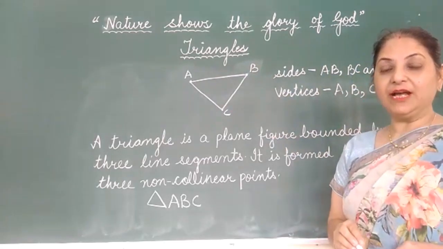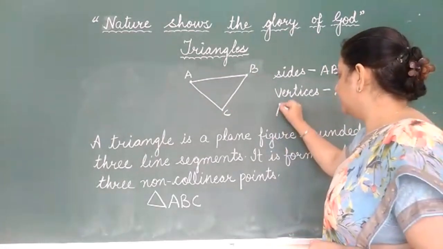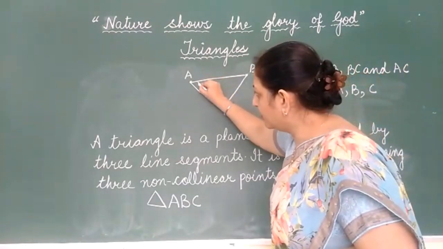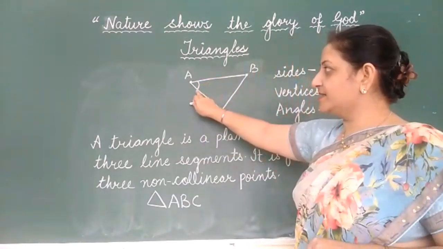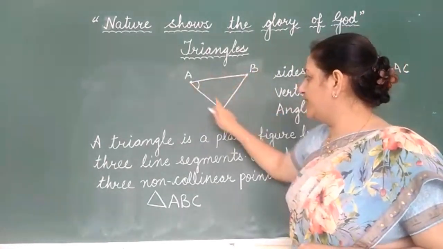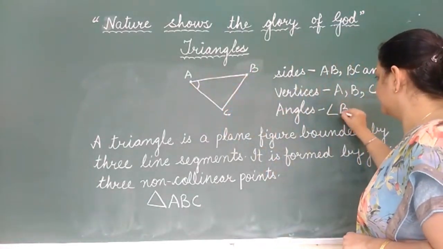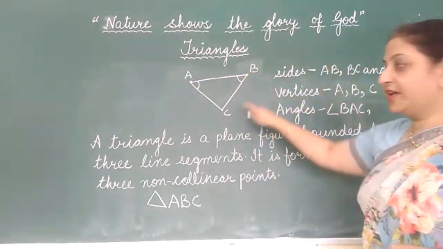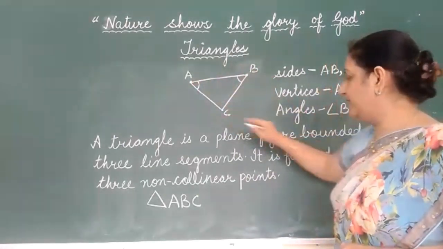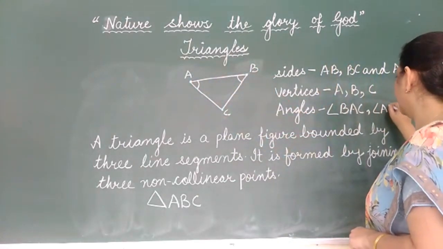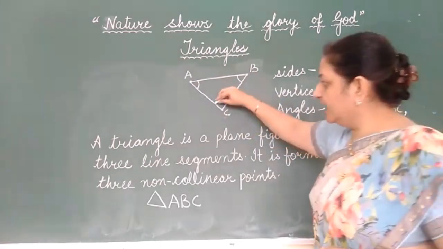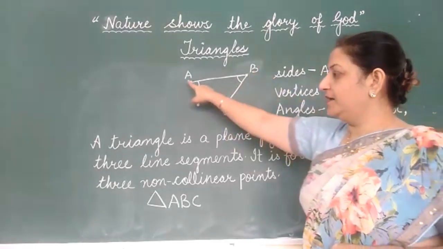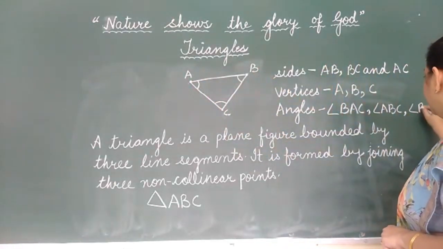A triangle also has 3 angles. The first angle is formed here. So we can say this is angle BAC. Another angle is formed here. We can name it angle ABC. And the third angle is formed here, which can be named angle BCA.